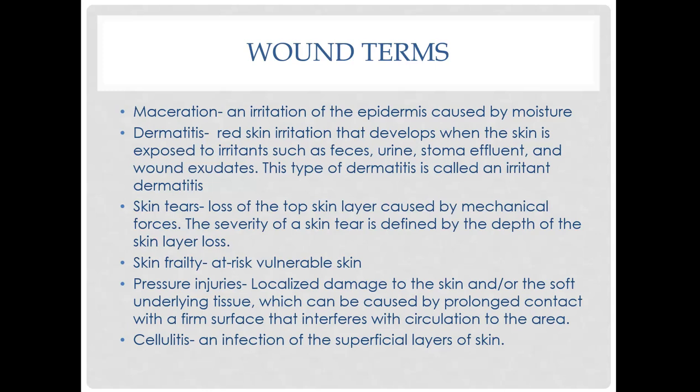We talked about skin frailty. This is at-risk vulnerable skin. And pressure injuries are localized damage to the skin and or soft underlying tissue, which can be caused by prolonged contact with a firm surface that interferes with circulation to the area. And then cellulitis is an infection of the superficial layers of the skin.